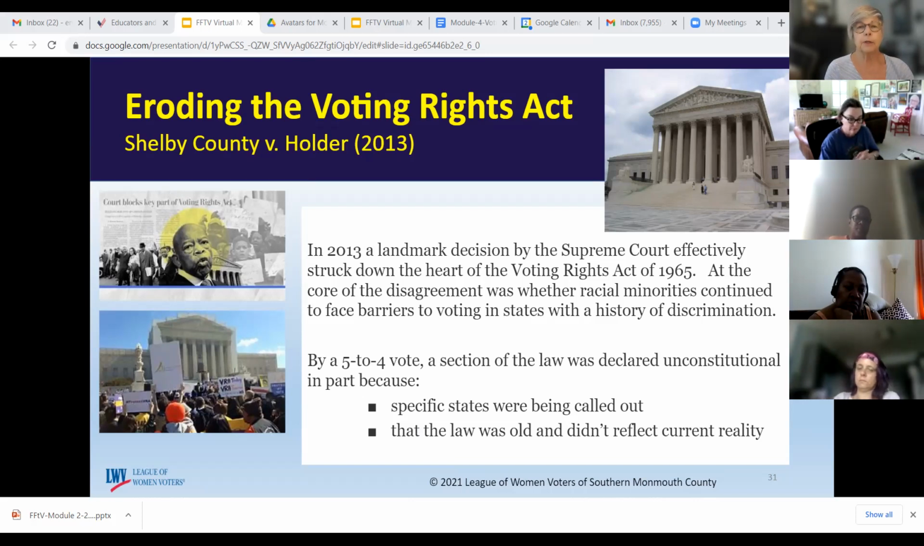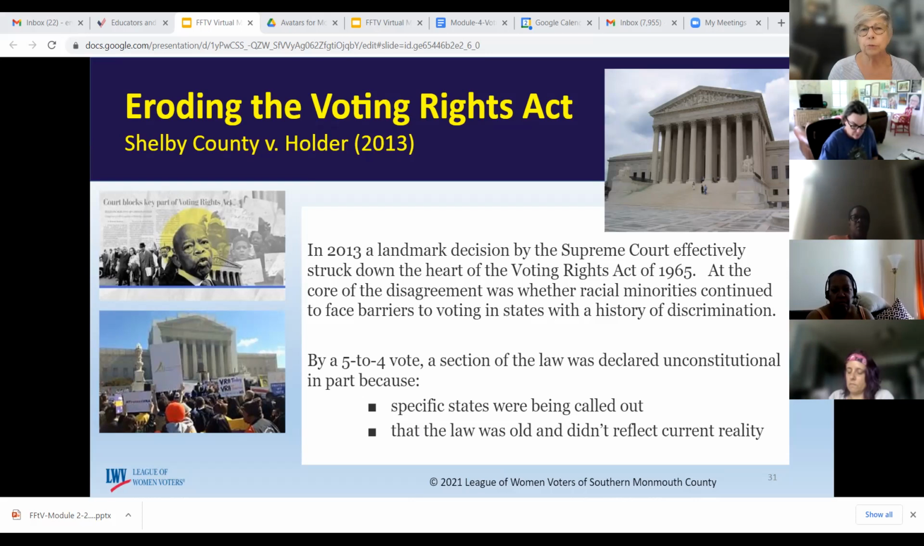And what it did was to say that states and localities with a history of suppressing voter rights no longer had to present any changes in voting laws to the U.S. Department of Justice. Ruth Bader Ginsburg wrote the dissent, and she said, throwing out pre-clearance, which is what that review was, when it has worked and is continuing to work to stop discriminatory changes is like throwing out your umbrella because you're not getting wet underneath it in a rainstorm.